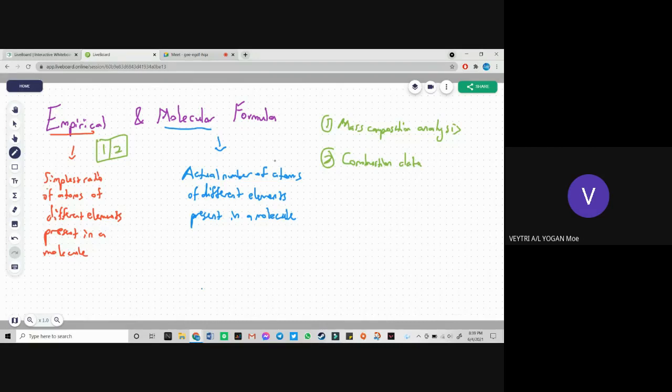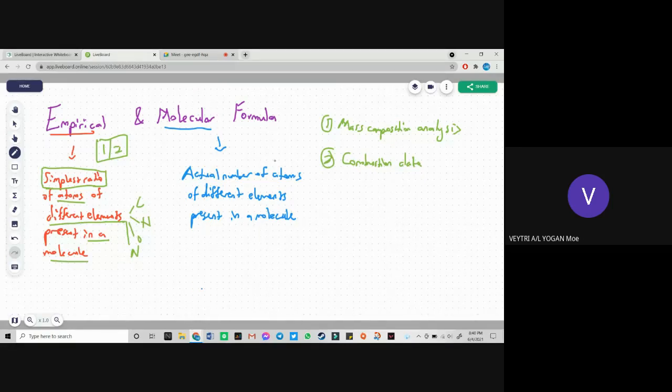Empirical formula is the simplest ratio of atoms. Okay, highlight here: simplest ratio. Please remember, simplest ratio literally means simplification in mathematics. How do you simplify things? You divide them into equal parts. Now, of atoms of different elements, which literally means it can be carbon, hydrogen, oxygen, nitrogen, and so on. Okay, present in a molecule, which literally means there are a couple of elements inside a particular molecule.